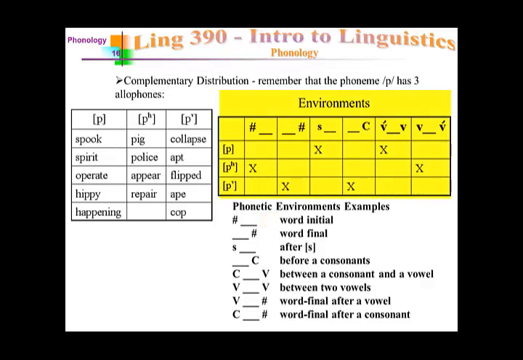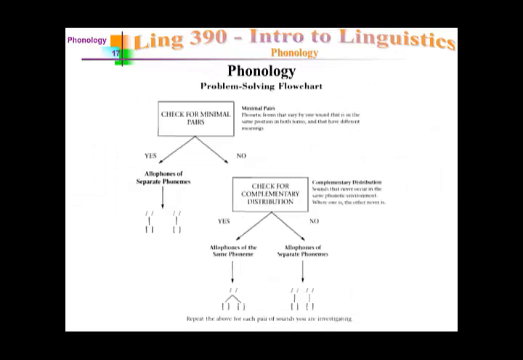When we look at the environments and which allophone of p shows up in each environment, we see that there is no overlap. This is characteristic of complementary distribution. Check to see that you can identify each of these three allophones in the environments given. Complementary distribution is a particularly common pattern in the study of phonology.